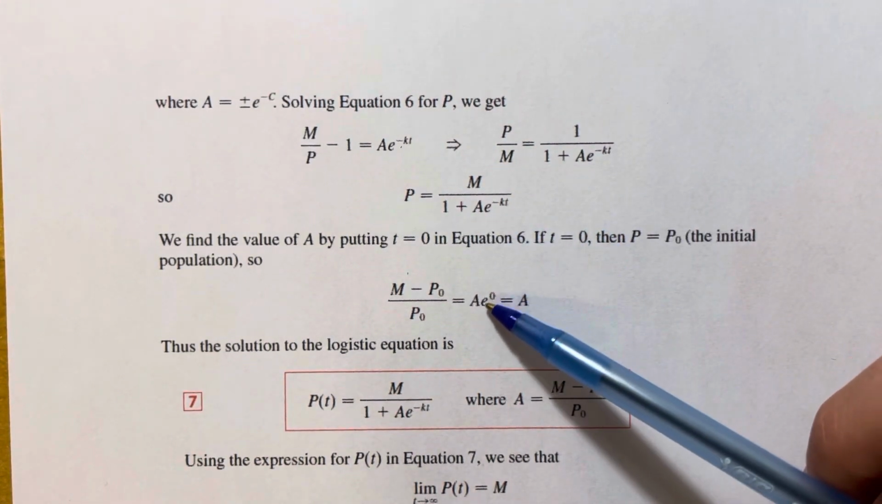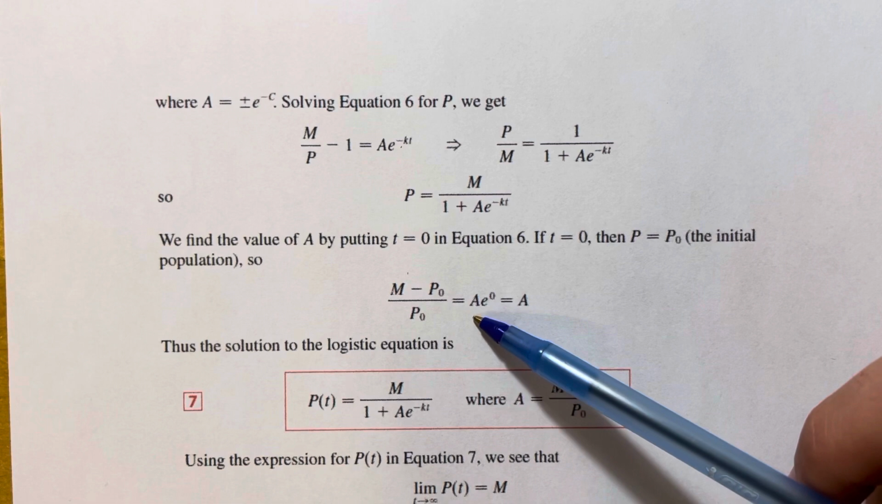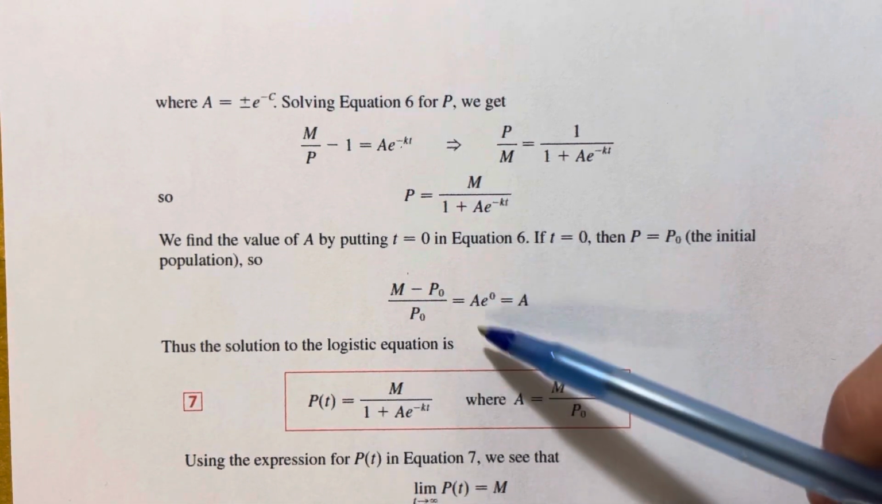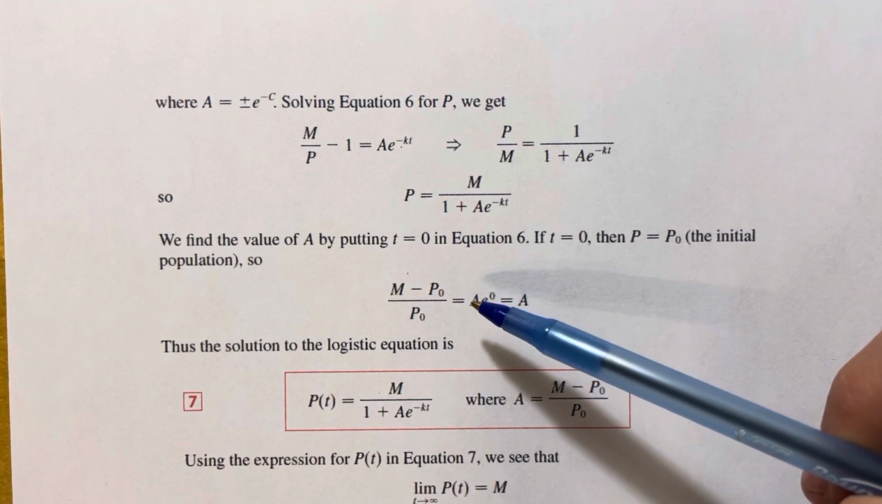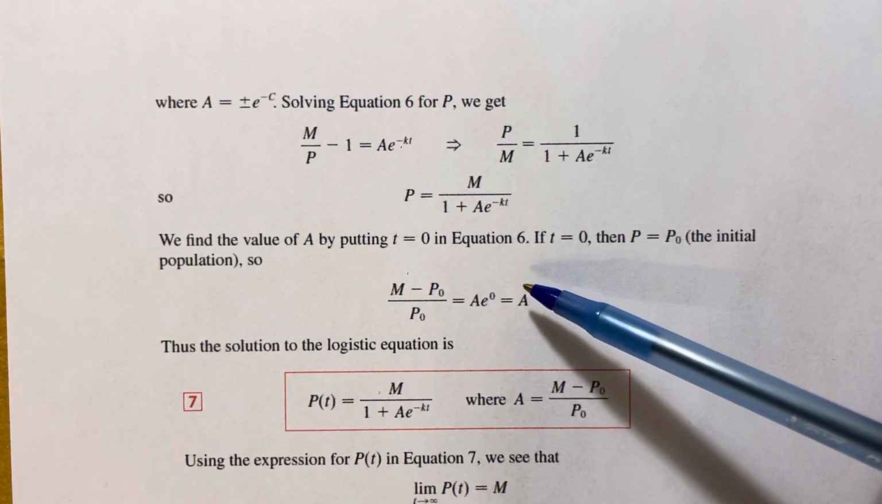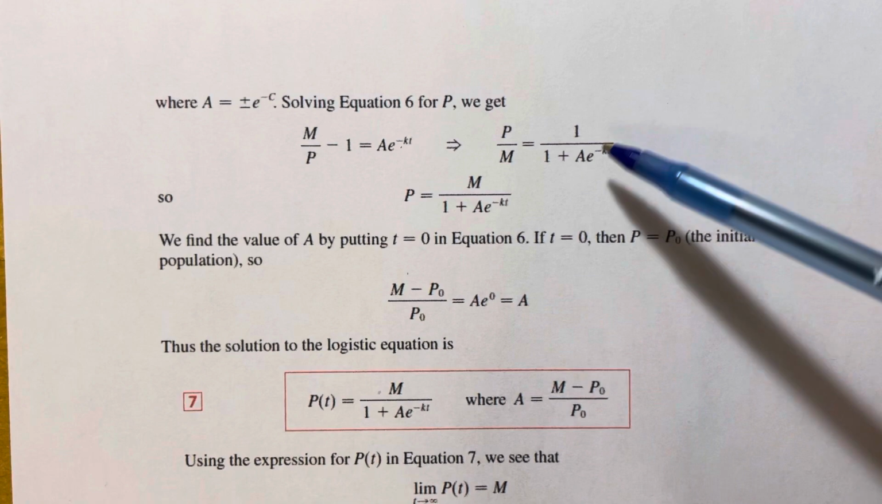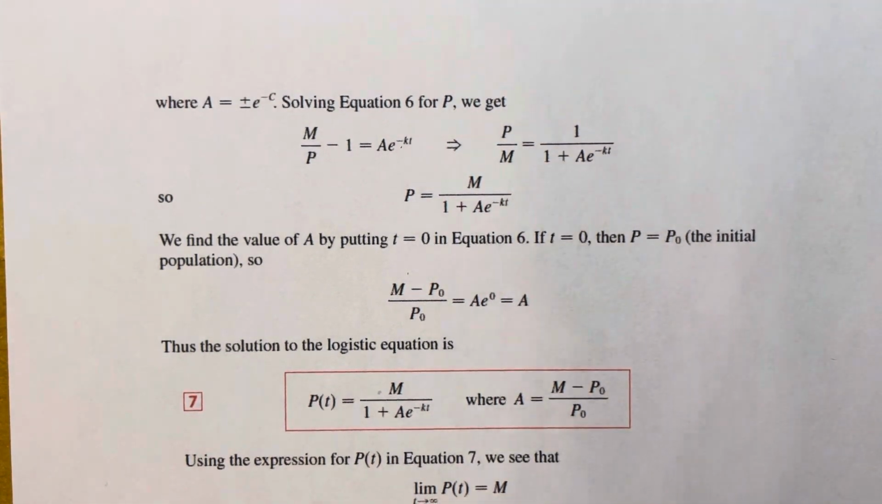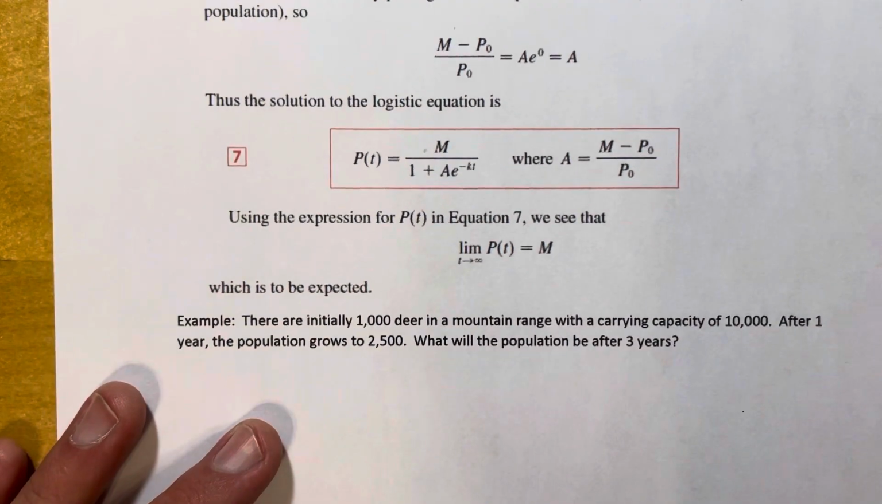You can go through a few algebraic steps to solve that. You would get here, a is equal to m minus p naught over p naught. There's some algebra that just took place and I didn't write it down. I didn't put it in the notes. Go through that algebra yourself. It's really good practice, okay?